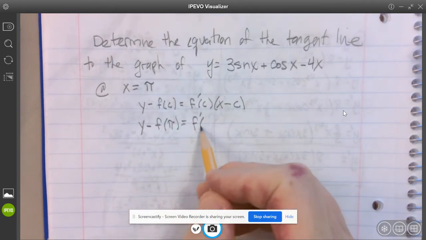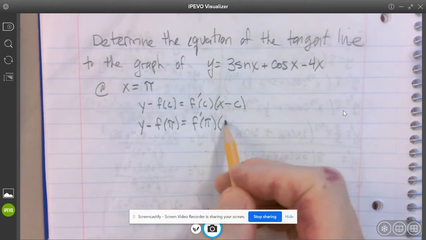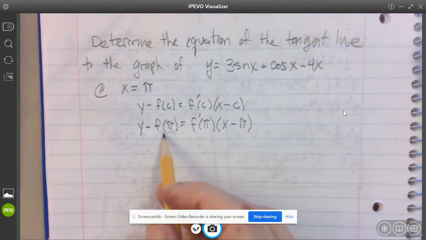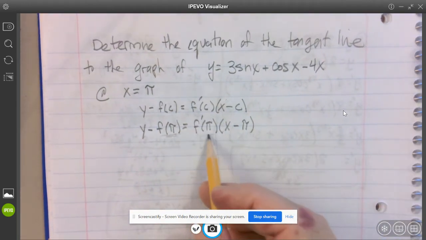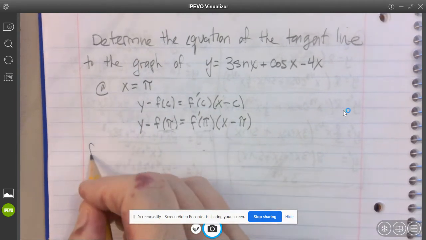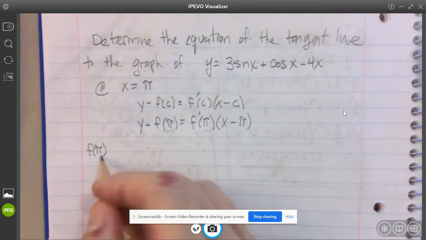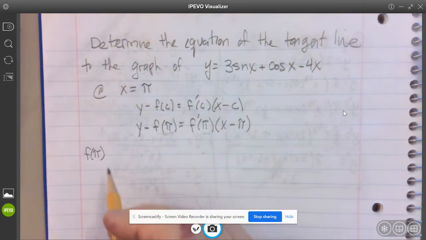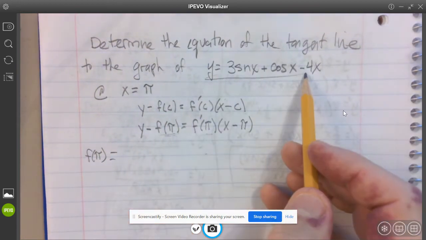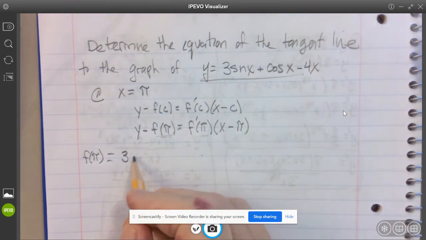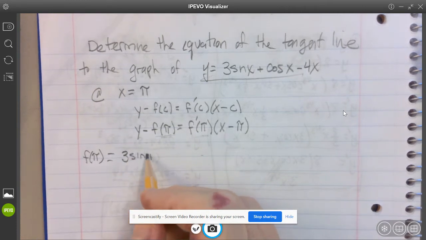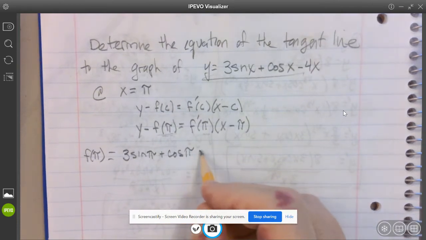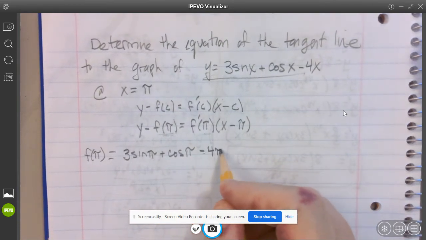So as always with tangent line problems, we only have two calculations to make. This one and this one. So let's start with f of pi, because that's going to be the easier of the two. F of pi is, you just plug in pi to your function. 3 sine of pi plus cosine of pi minus 4 pi.